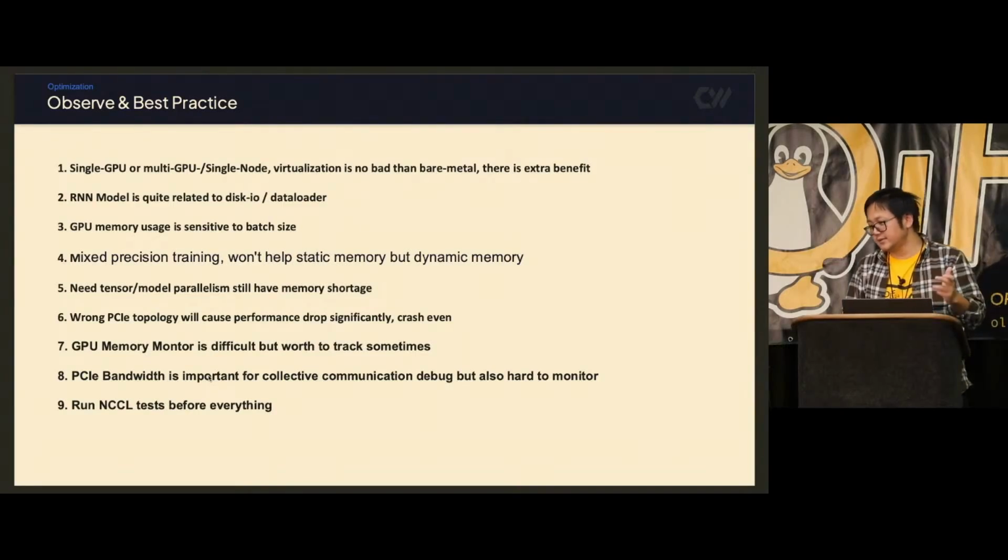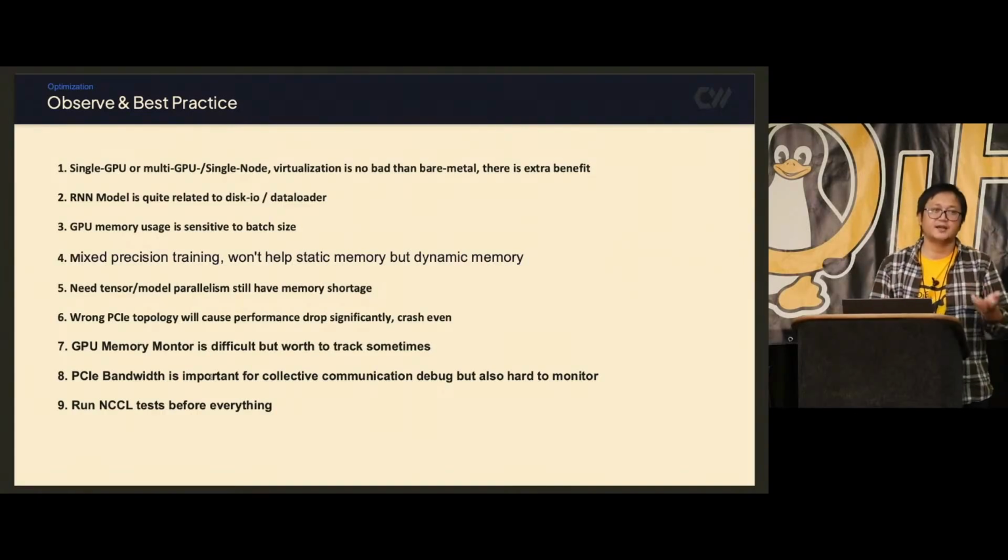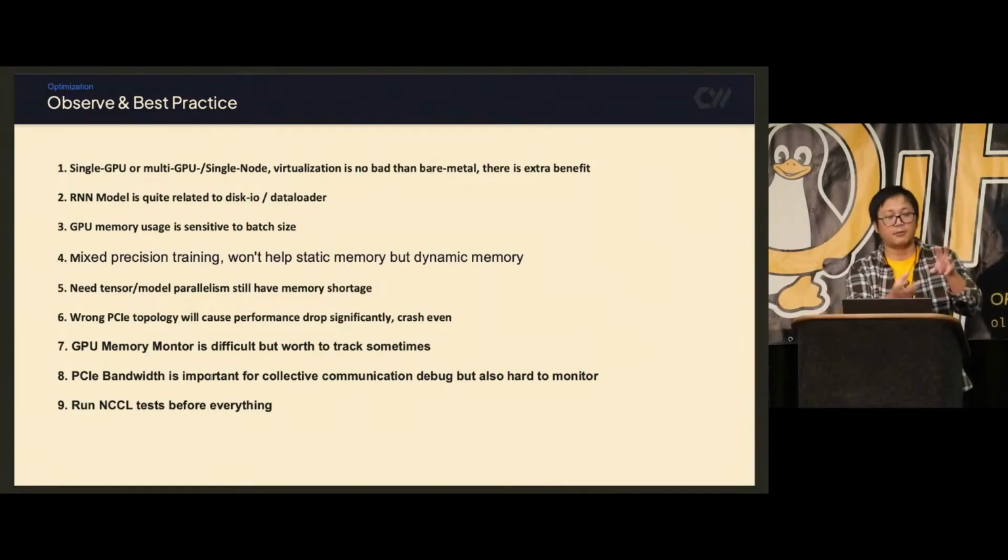And then the GPU memory size, like I said, is quite sensitive to the batch size. GPU memory is much smaller. The H100 has 80 gigabytes, but compared to system memory, which is already a terabyte, we need to think about how to fit our model in 80 gigabytes. Even for 8 GPUs, it's still only 640 gigabytes of memory, so it's easy to run out of memory. At that moment, you need to change your batch size.